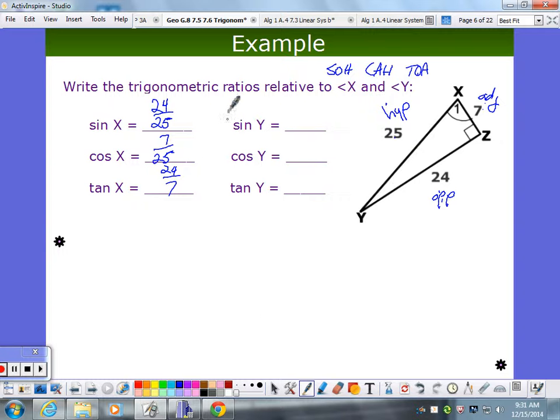All right, now it says, what about angle y? Angle y, it's a whole new story. Now, I still have the same hypotenuse, but now I'm looking at angle y, I'm looking at this one. So which one is opposite relative to y?